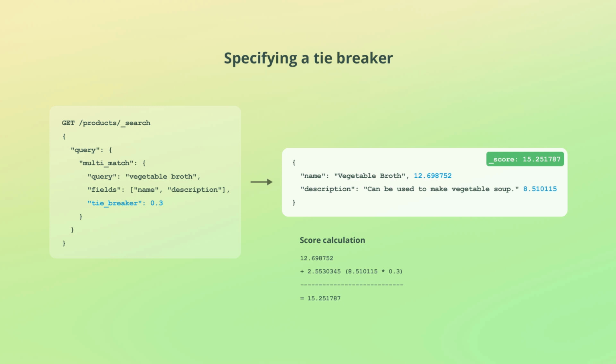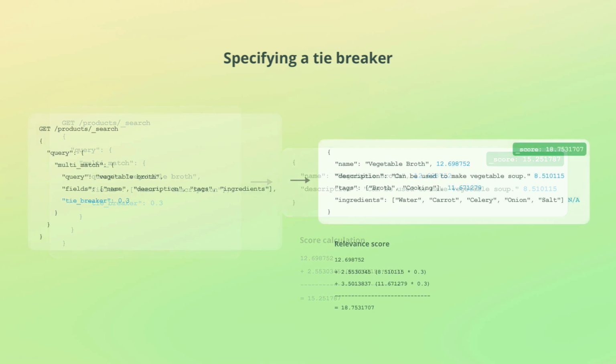For every other field that matches, Elasticsearch then takes those relevance scores and multiplies them with our tiebreaker. For the description field, the 8.51 score would be multiplied by 0.3, which is 2.55. This number is then added to the best matching field's relevance score. The result of this is then the relevance score for the document. Here's what it would look like if we were to search 4 fields with 3 of them matching. Hopefully that all made sense.